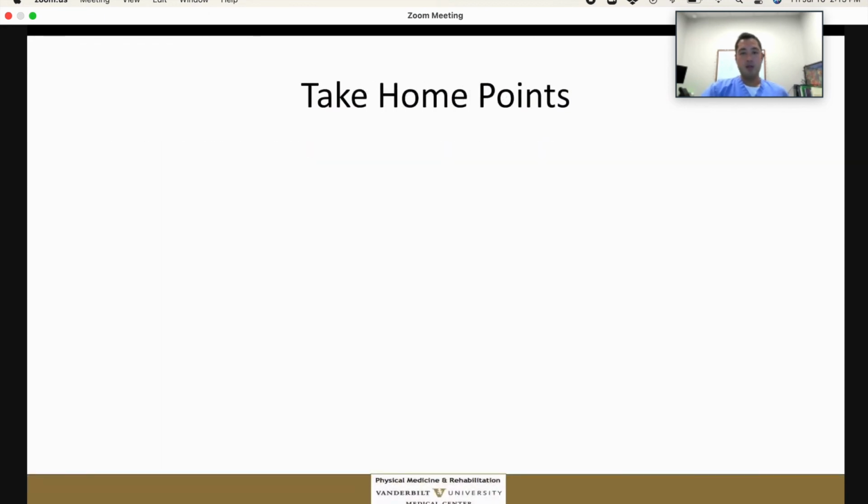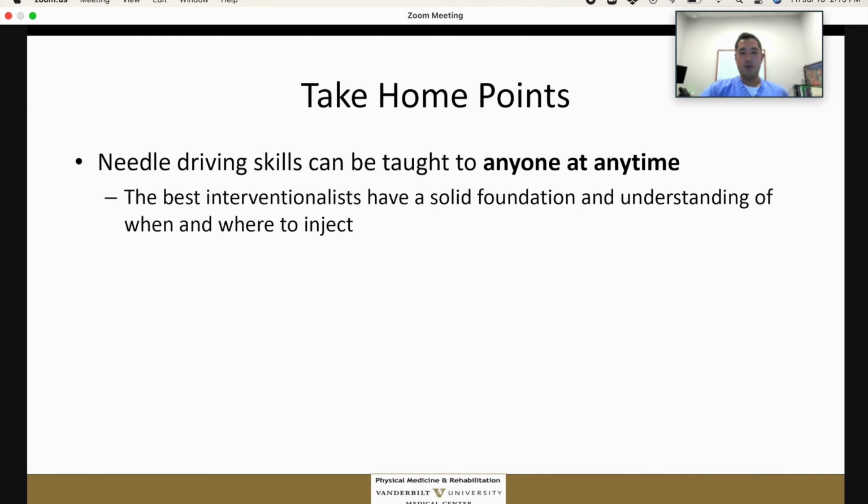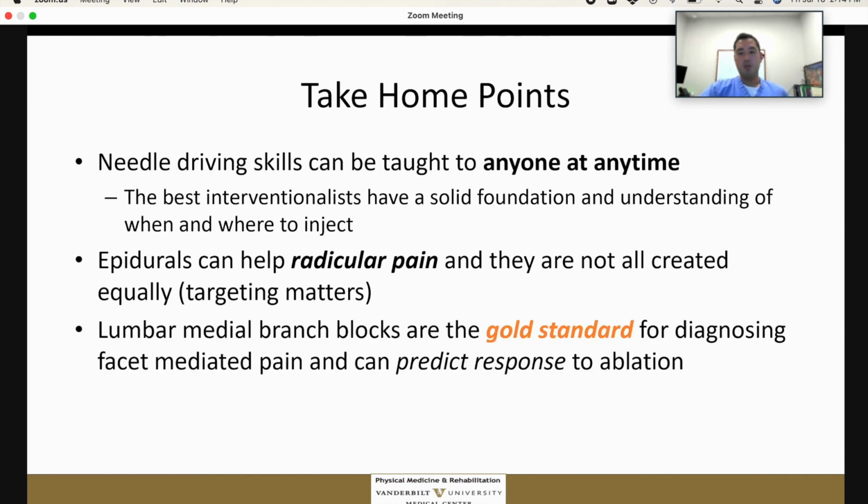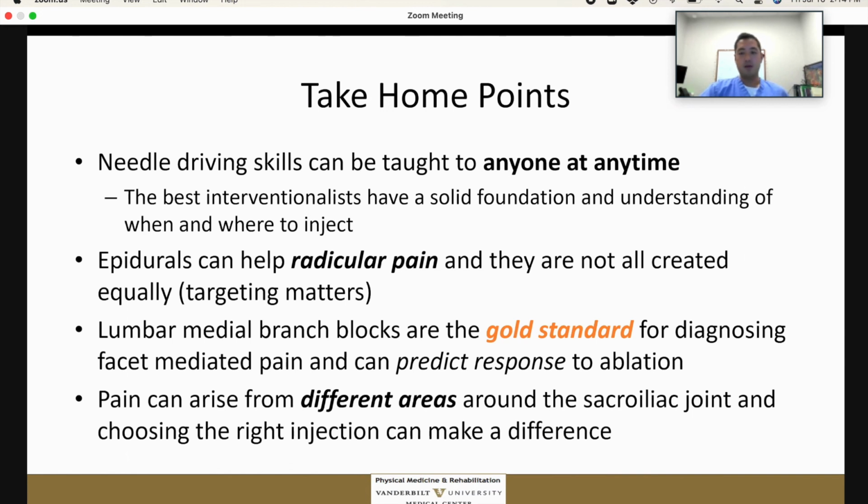So some take-home points here. Again, I really think that needle driving skills can be taught to anyone at any time. It really is important to know who to inject, where to inject, and when to inject. That's going to really separate someone from everyone else. Epidurals can help with radicular pain. They're not all created equal. Targeting where that injection goes matters. Lumbar medial branch blocks are the gold standard for diagnosing facet-mediated pain and can predict response to an ablation. And pain can arise from different areas around the sacroiliac joint, so choosing the right injection can make a difference.